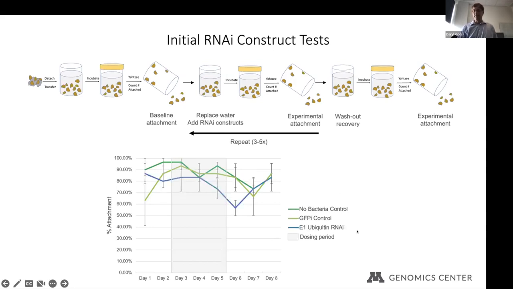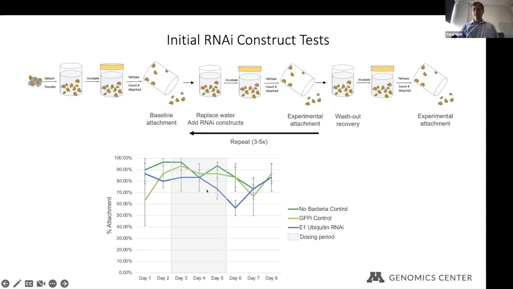And so then we can begin to test different targets. So this blue line here is showing one of our targets. This is a gene that's involved in proteasome function or protein degradation, which is a really basic and essential process in most cells. And so what we can see is maybe this little blip post dosing period. But again, these numbers kind of bounce around a little bit.